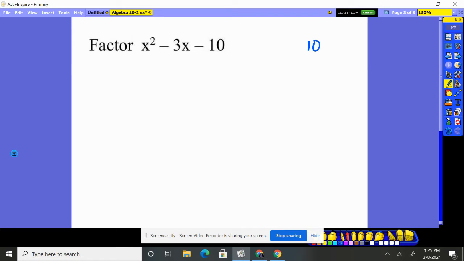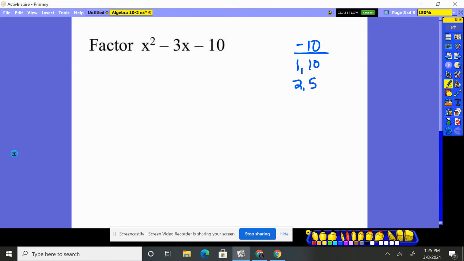Well, we're going to do the same thing as yesterday. We're saying, hey, 10: 1 times 10, 2 times 5, 3 times nothing, 4 times nothing. That's it. It's either got to be 1 and 10 or 2 and 5. However, yesterday was easy because it was a positive 10, so we said, oh, they're just positive. We didn't even worry about things. But today we have to worry because it's a negative 10. So one of these pieces must be negative and one must be positive.